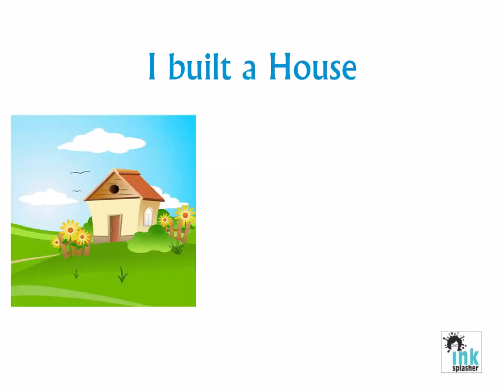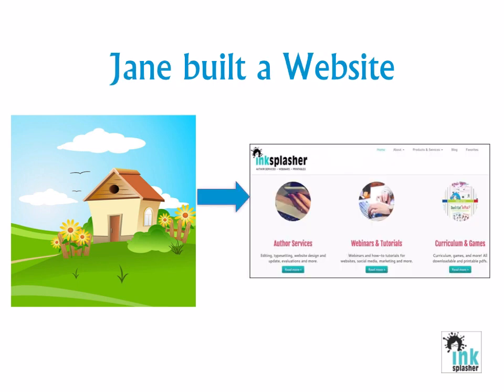On my plot of land, at my specific address, I have built a house. This is where I live and where I keep all my stuff. Through Jane's hosting company and at her domain, she has built a website. The website is where Virtual Jane lives. It's where she keeps all her online stuff.